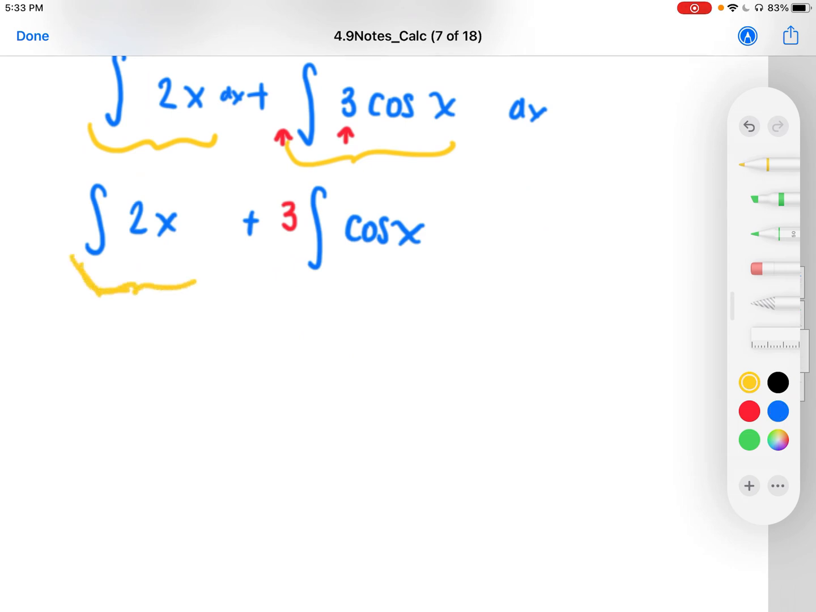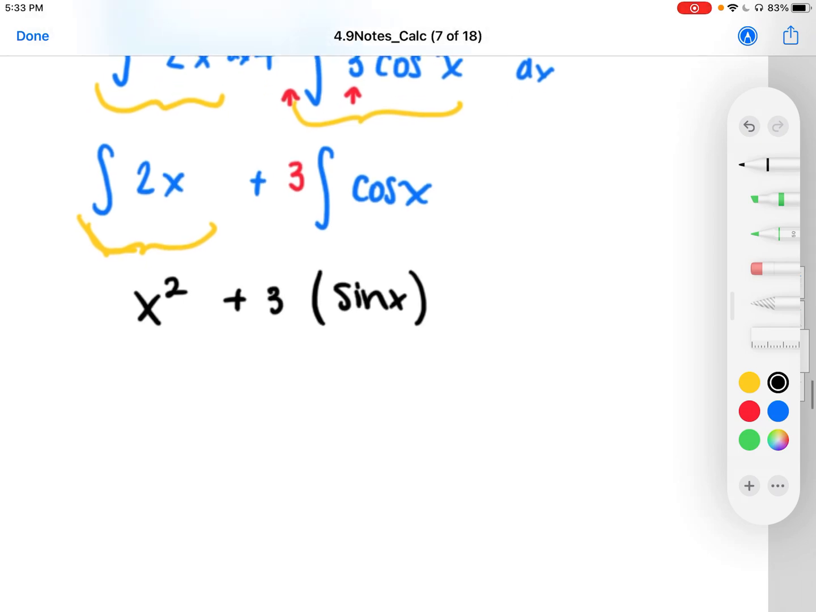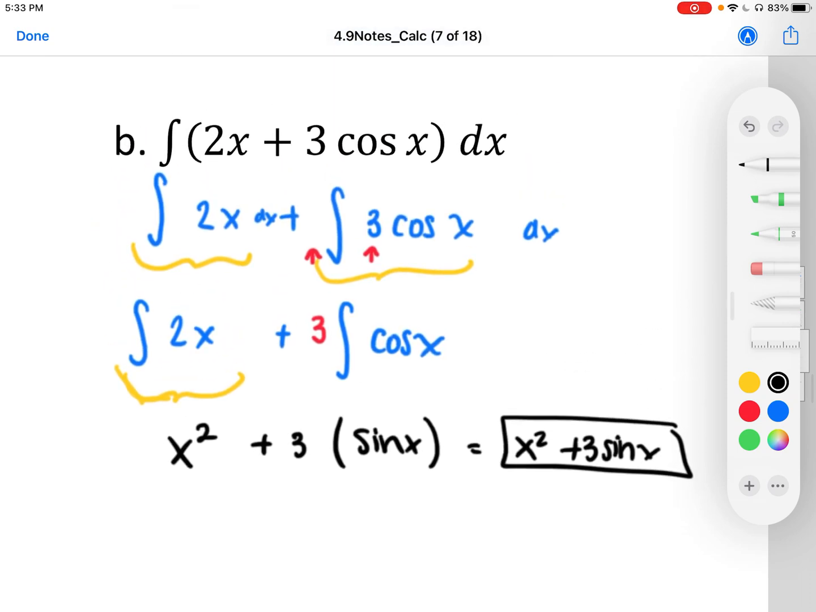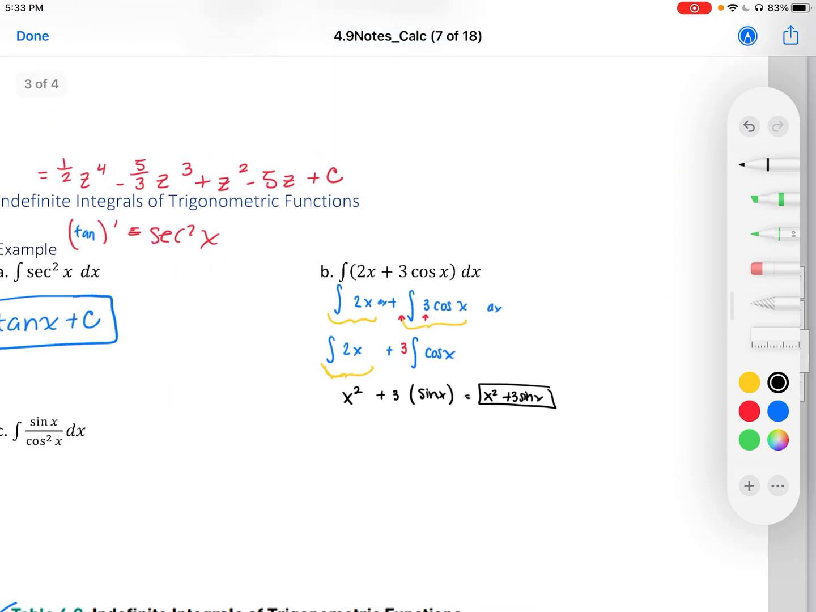Here, my integral would be just an x squared. And then here, we're left with 3. The integral of cosine is sine. So our answer is x squared plus 3 sine of x. Next example.